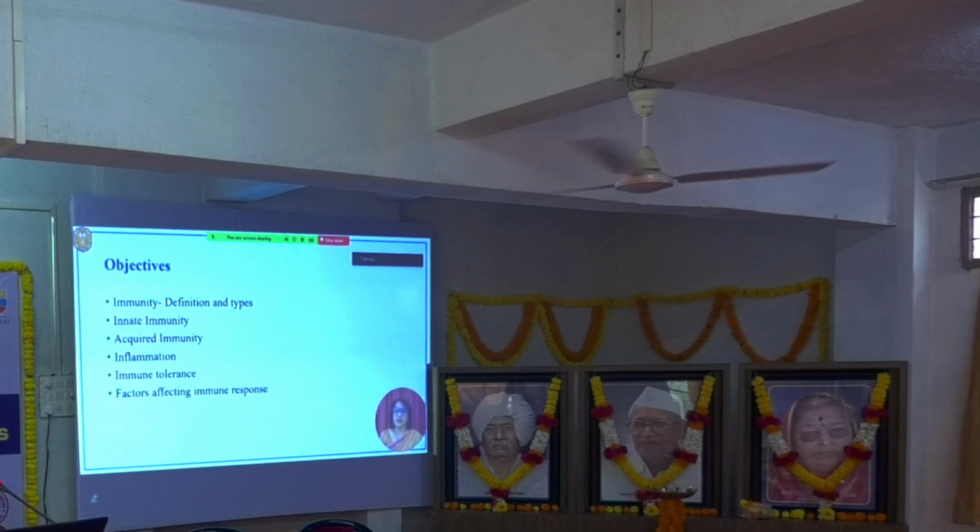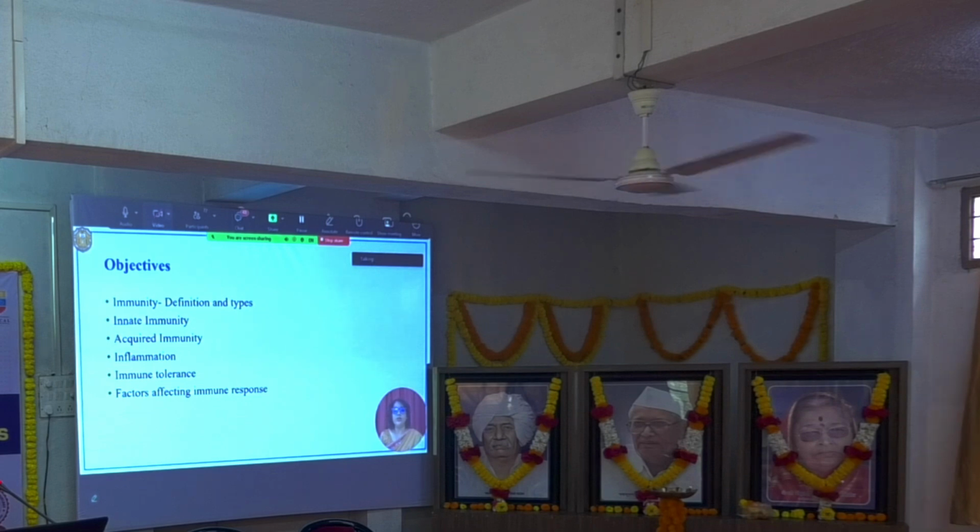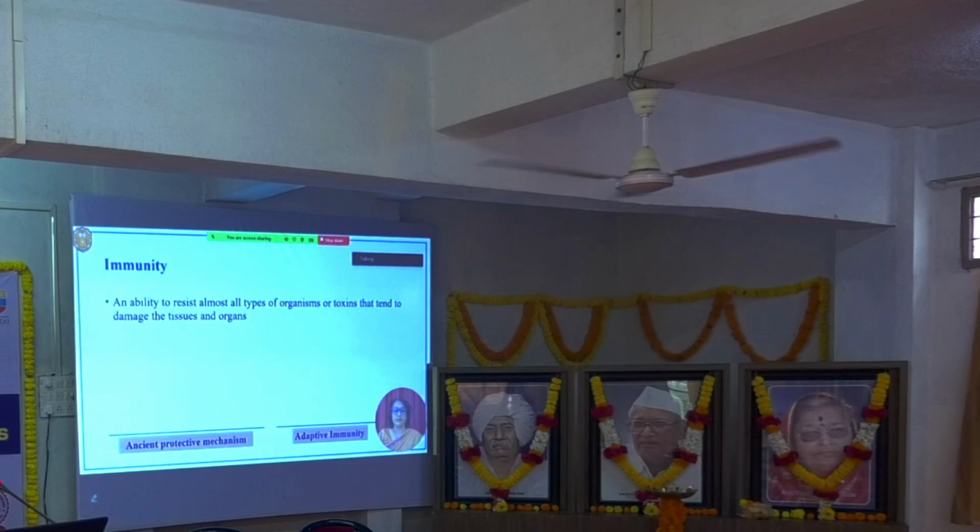This is the outline of the lecture. We'll start with the definition of immunity and slowly go into details of types of immunity, inflammation and immune tolerance. Immunity is an ability to resist almost all types of organisms or toxins that tend to damage body tissues and organs. Without immune response, we would not be alive.